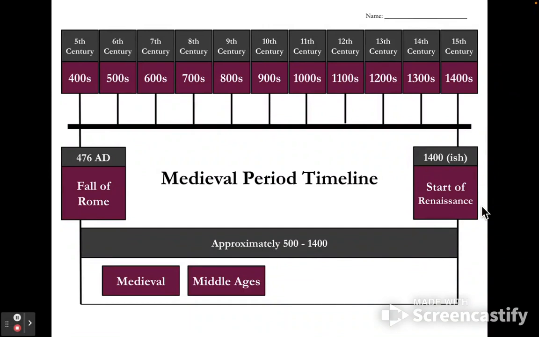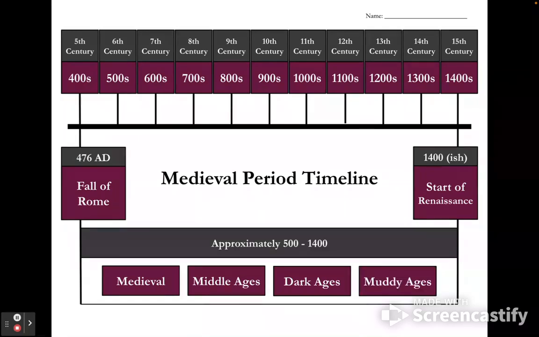When historians during the Renaissance looked back at this period, they noticed that it was not a great time to be alive. Kind of like how if we look back at 2020, we might look at it as a dark period of time. So when historians after this period were looking back, they started calling it the Dark Ages. Another name that they gave it was the Muddy Ages.